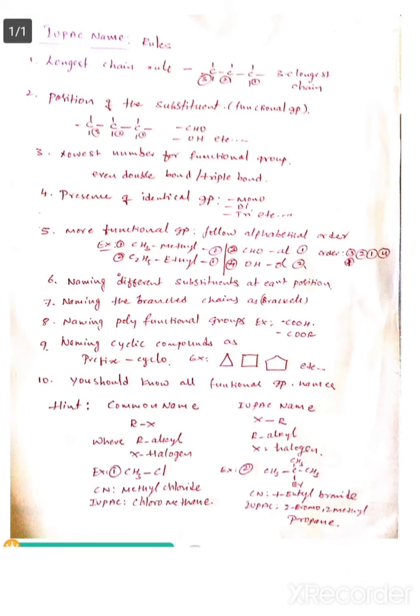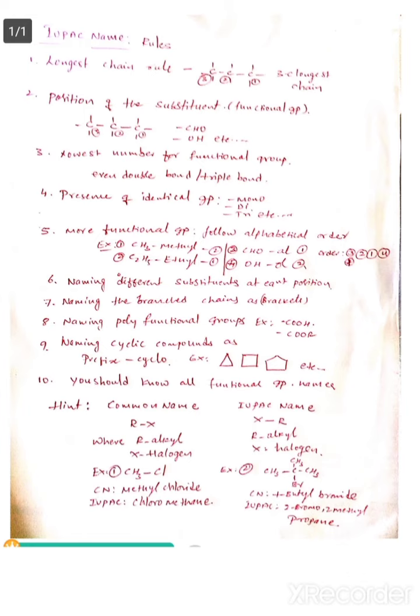Here, if you see any organic compound which contains carbon atoms in a long chain manner, you identify that, give it numbers, and make it a long chain. That is the first one. Next, the second rule: position of the substituent, meaning the functional group. Other than the carbon and hydrogen atoms, if any different group is present in the compound, we treat it as a functional group.